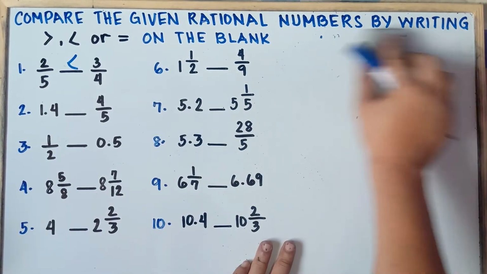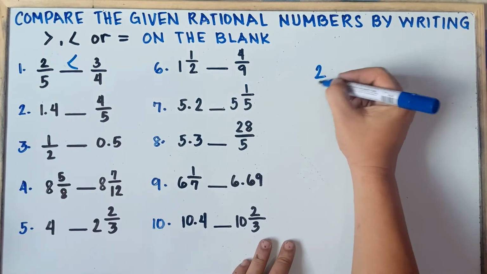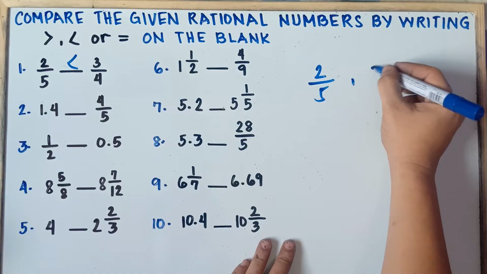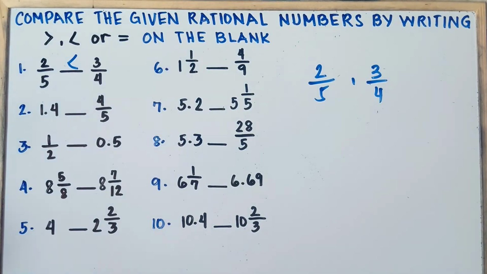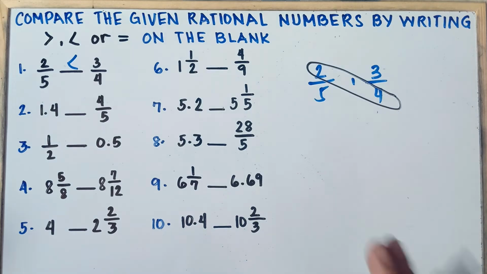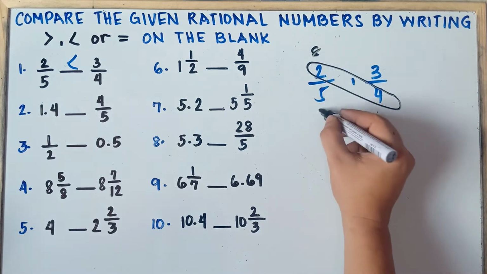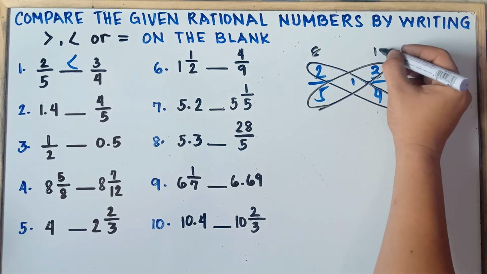Now the shortcut way class, you can just simply cross multiply class. Example, 2 over 5 and 3 over 4. We can just simply cross multiply class. 2 times 4, if we have given fractions class. Once again, you can only apply this one if you have given fractions. 2 times 4, that's 8. Cross multiply. 5 times 3, that's 15.